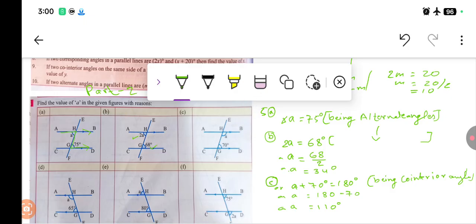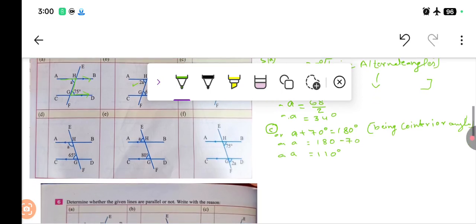Now moving down, question number 5d. In question number 5d, I'm just explaining, you all can do it by yourself. This I'll leave for you to do. So A and 65 are also co-interior angles. So you can do A plus 65 is equal to 180, and you can write reason, right, being co-interior angles, and get the value of A.